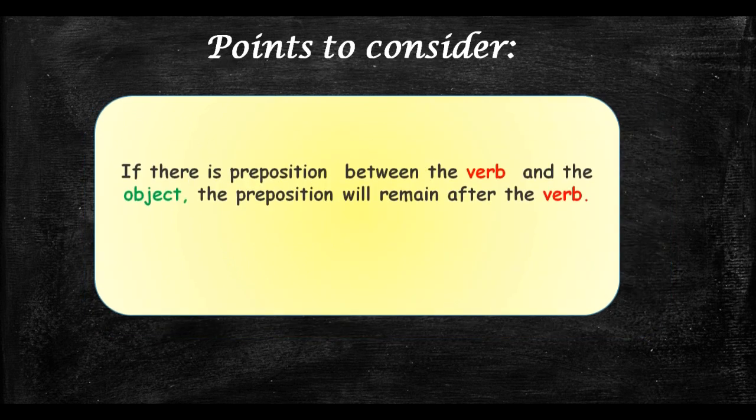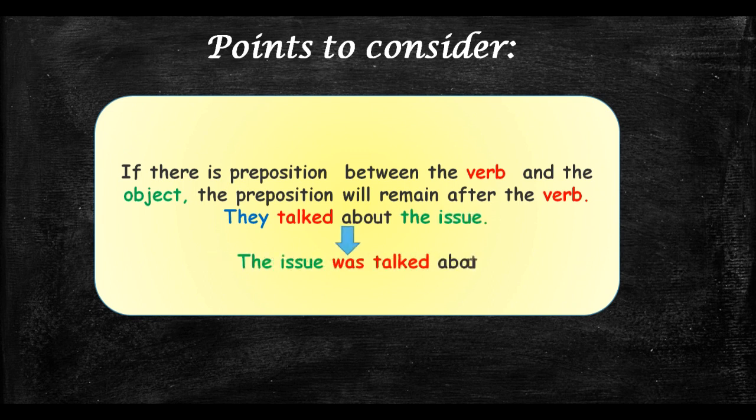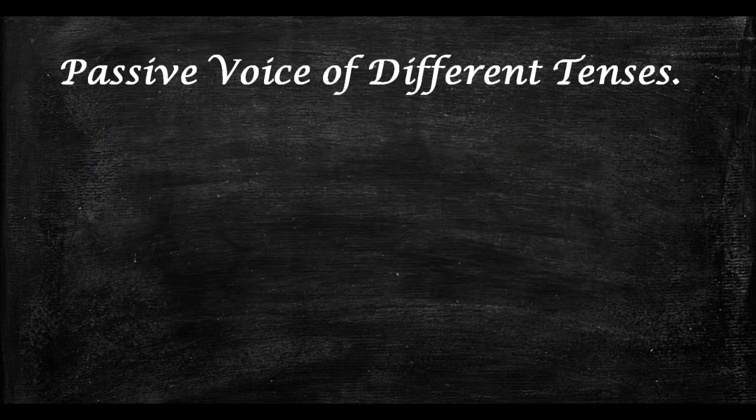The other point to consider is, if there is a preposition between the verb and the object, the preposition will remain after the verb. For example, they talked about the issue. So here about will remain after the verb. The issue was talked about. Consider the passive voice of different tenses.